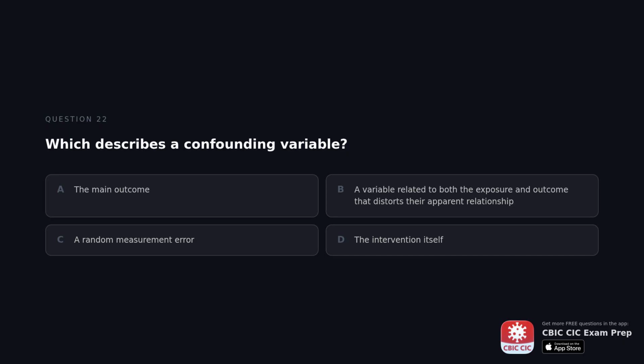Which describes a confounding variable? A. The main outcome. B. A variable related to both the exposure and outcome that distorts their apparent relationship. C. A random measurement error. D. The intervention itself.